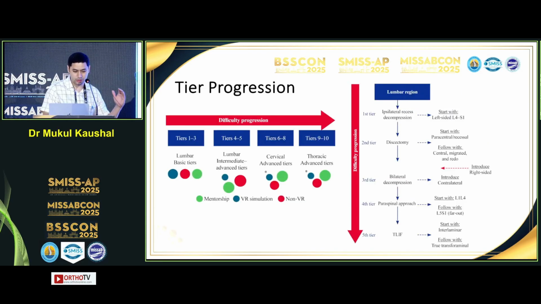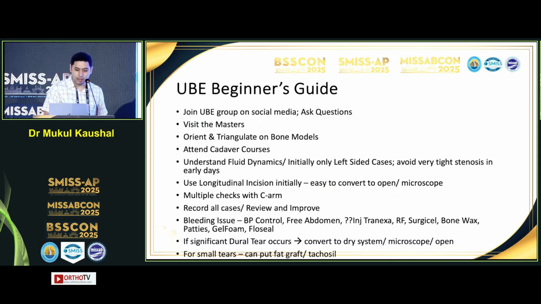Learning progression: start with lumbar. It's better to do ipsilateral recess decompressions before discectomy, because discectomy also entails a level of manipulation of the traversing root. Then gradually move on to discectomies. Then attempt your over-the-top bilateral decompressions, then venture into the paraspinal approaches like the para-UBE, and then later on start with TLIFs and gradually build it up.